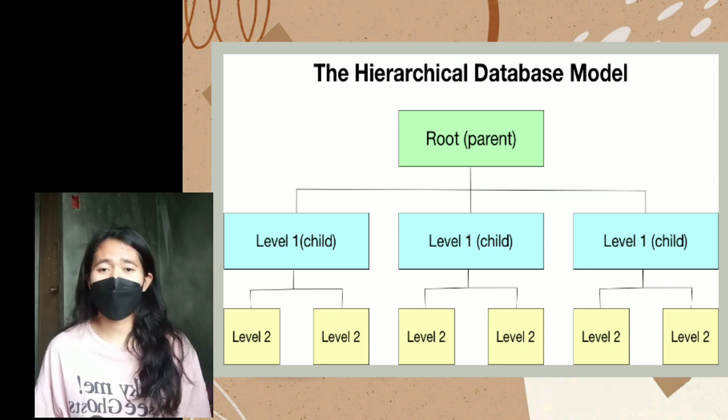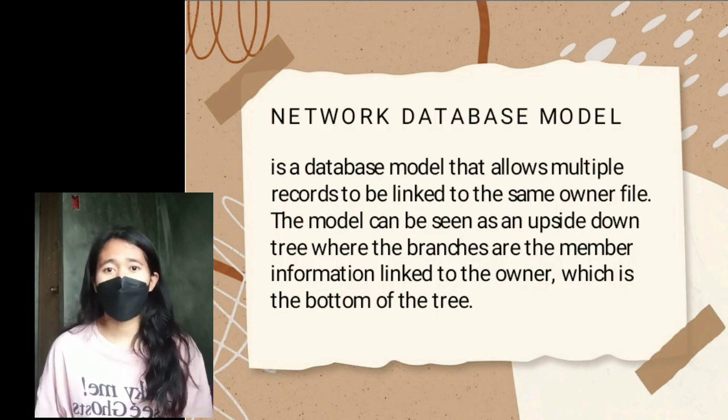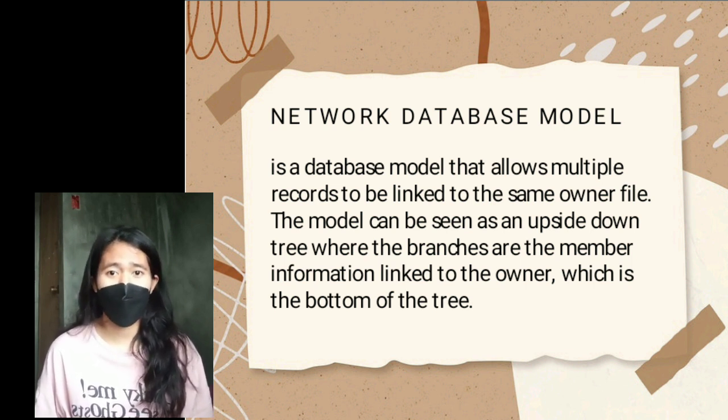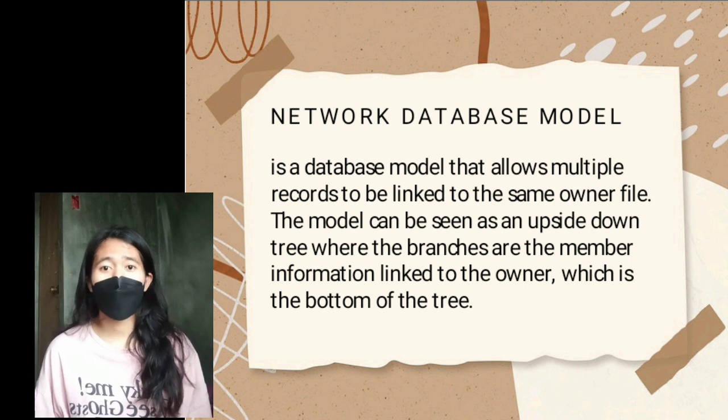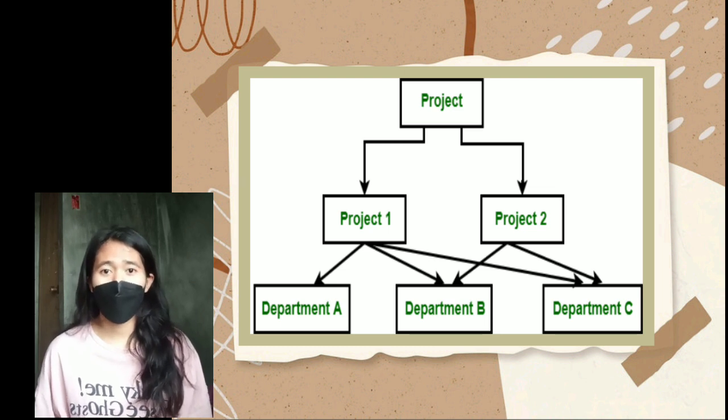The second one is the network database model. This model allows multiple records to be linked to the same file owner or root. This model can be seen as an upside-down tree where the branches are the member information linked to the owner. So unlike the hierarchical database model, this structure allows each record to have multiple parent and child records, forming a generalized graph structure.